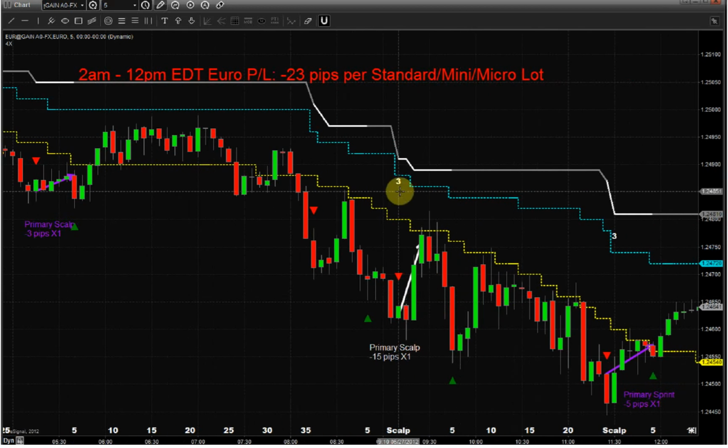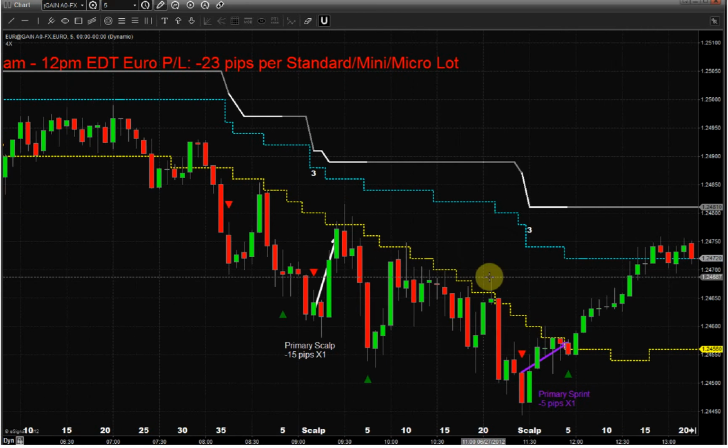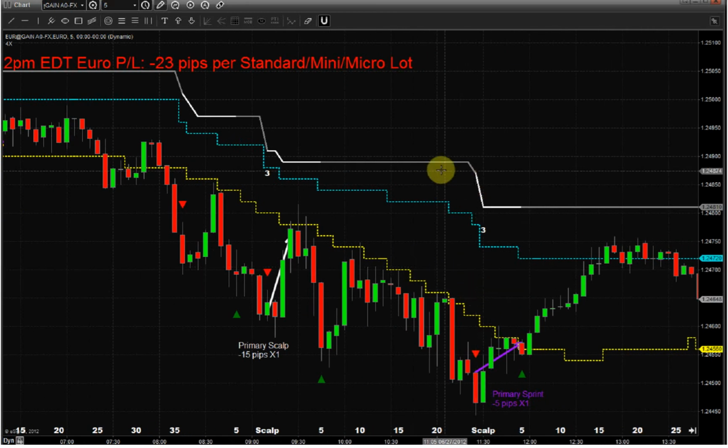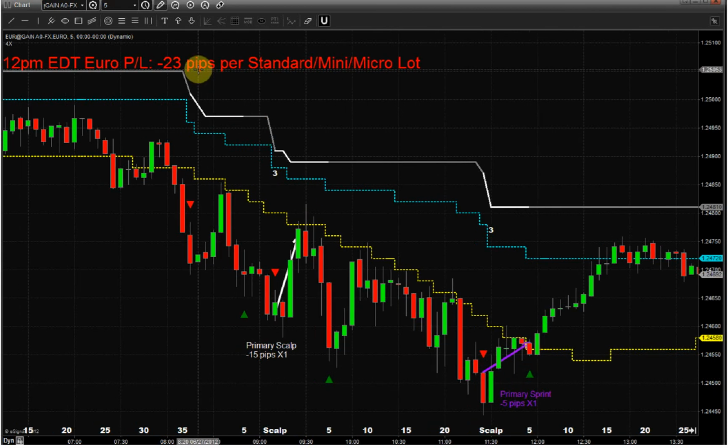This primary scalp came in, valid scalp, it lost 15 pips, and then the sprint on the first turn down of the smart line after at least 10 periods right here went towards profit about 7 or 8 pips, but unfortunately closed at the open of the first opposite direction triangle. Again, this will be yellow going forward next week for 5 pips of loss. So the euro lost 23 pips on this day.